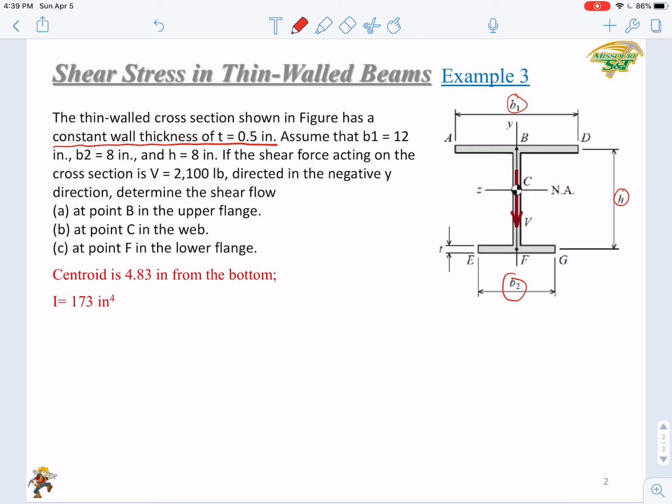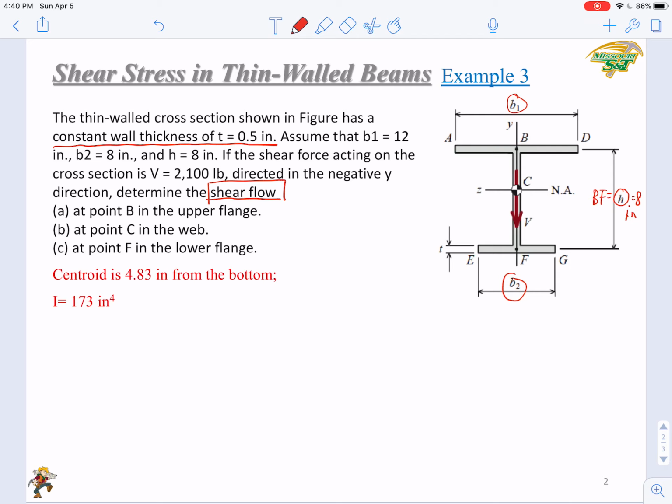So H is here. H is not from the bottom to top, it's from point F to point B. H equals BF, that is 8 inch. The shear force acting on the cross section is V, 2,100 pounds, directed in the negative y direction. Determine the shear flow. Not shear stress this time. We're determining only shear flow at point B, point C, and point F.